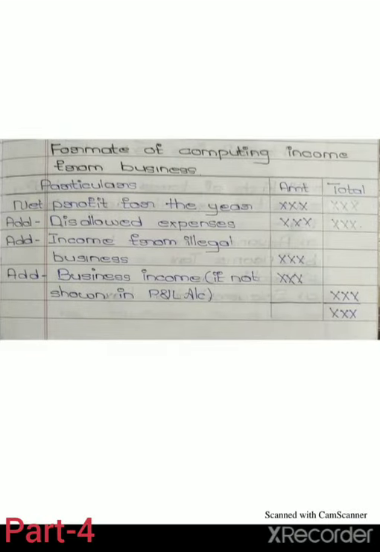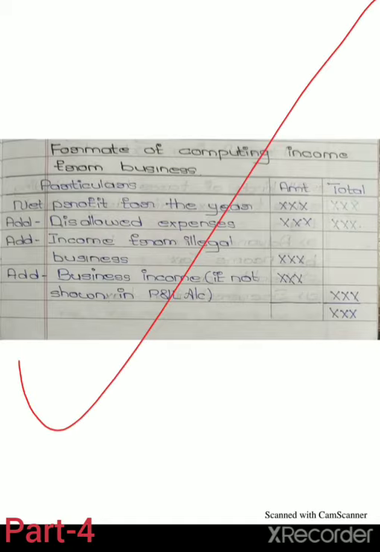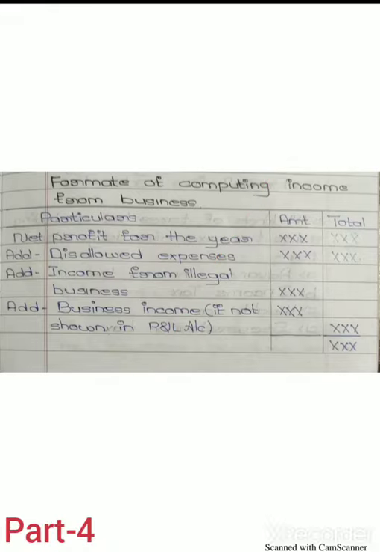Before solving income from business, we need the format. So this is the format of computing income from business. Whoever does not have the format, write it down. First is the net profit for the year. Add disallowed expenses. Disallowed expenses means expenses which are not related to the business. Add income from illegal business. Add business income if not shown in the P&L account.